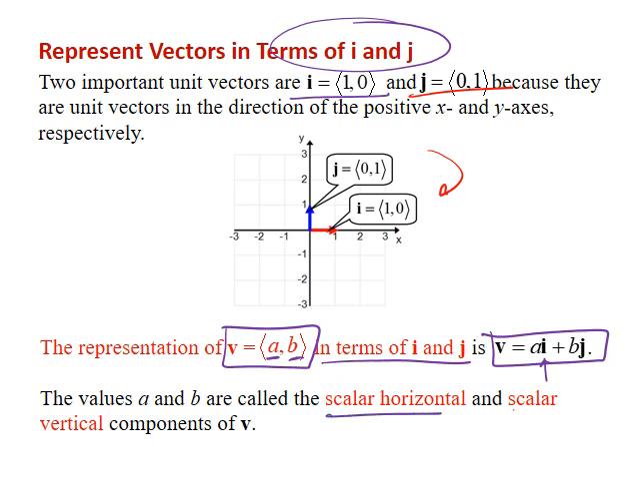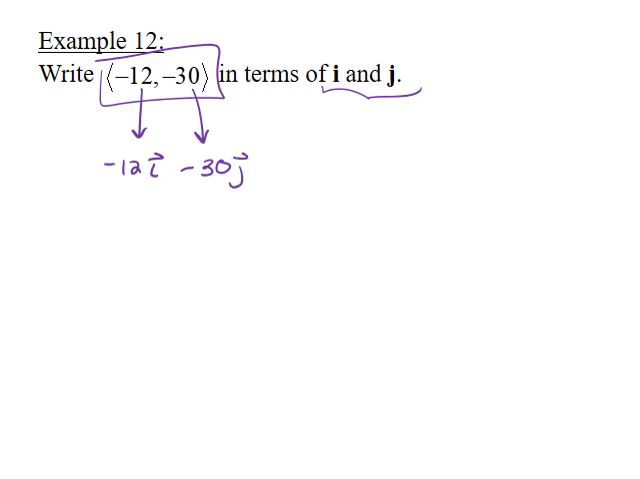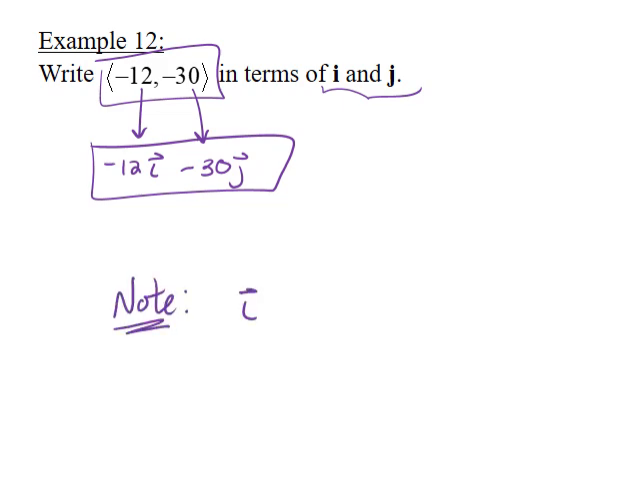And again, this is just the scalar horizontal and vertical components. So if this is our vector and we want to write it in terms of i and j, all we do is we take this, attach it to i, and then take this, so plus, or in this case minus 30, and attach it to j. So this is the vector written in terms of i and j. Now I want to make a special note that vector i is not the same thing as the imaginary i. They are two different things.